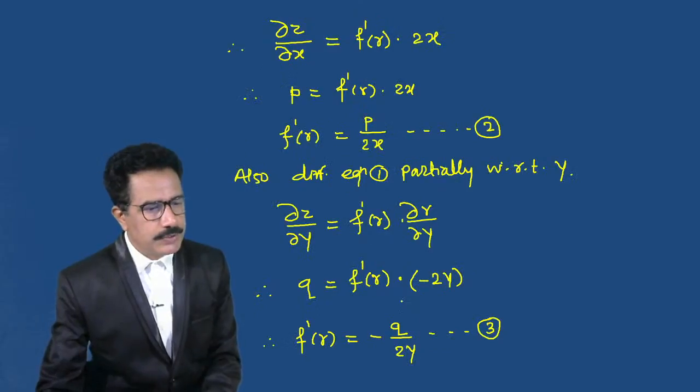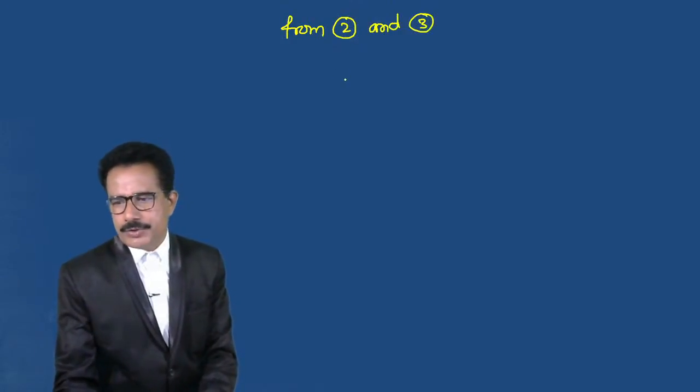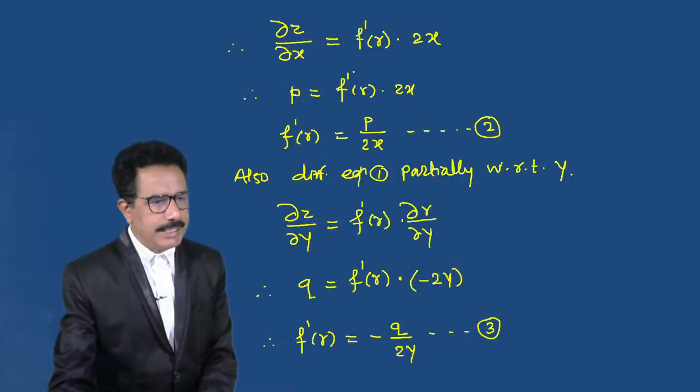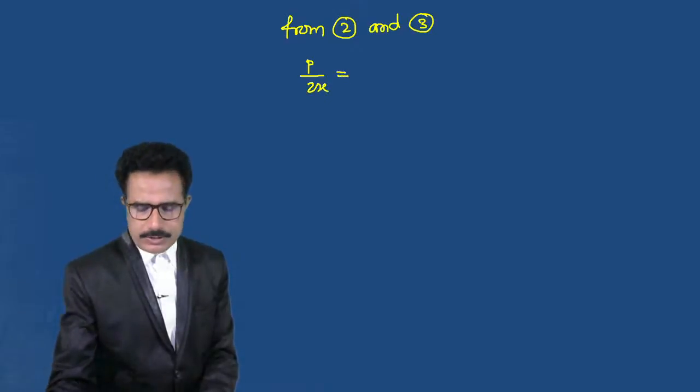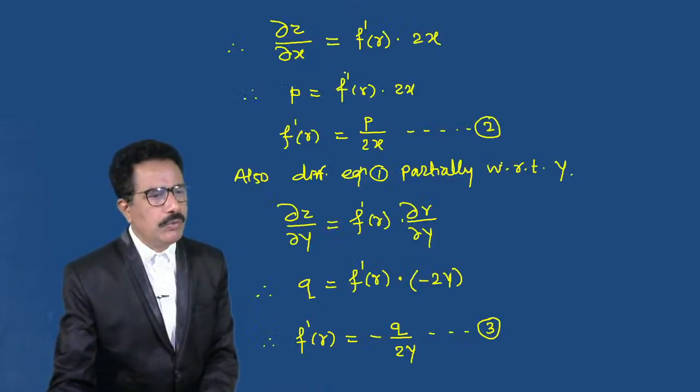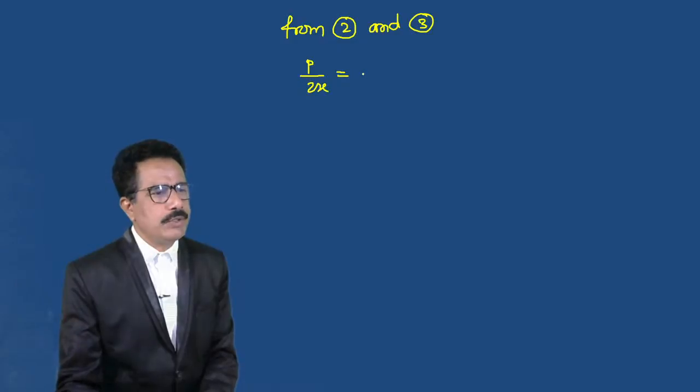Okay, so now from 2 and 3 we can eliminate f dash of r. From 2 and 3, the left sides are the same, so we can write the right sides. What are the right sides here? p divided by 2x is equal to minus q divided by 2y.